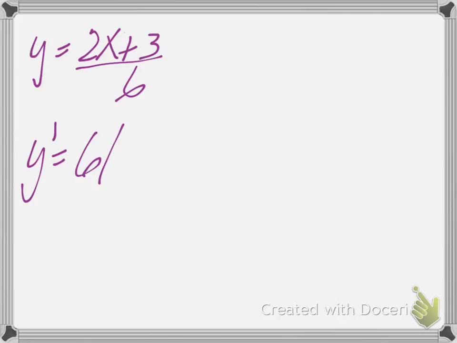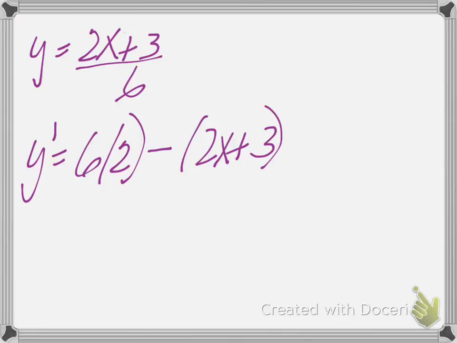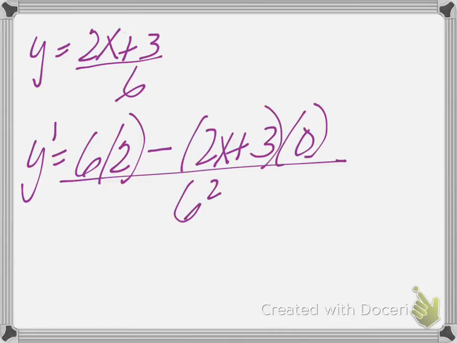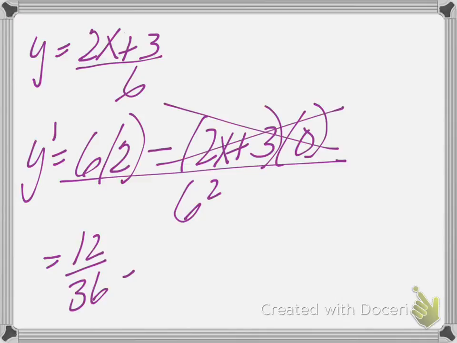Okay, and finally one more, thank God. Okay, it was this. Oh good, this is an easy one. Okay, so if you use a quotient rule, it's the bottom times the derivative of the top minus the top times the derivative of the bottom, all over the bottom squared. This whole thing wipes out. You're left with 12 over 36, which is 1 over 3. And yay, we're done.